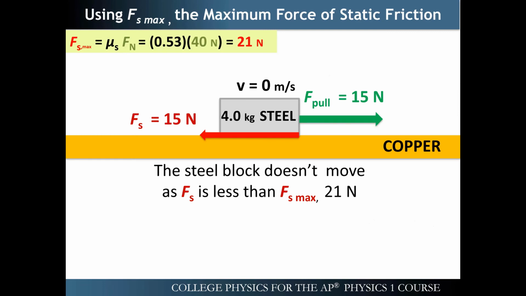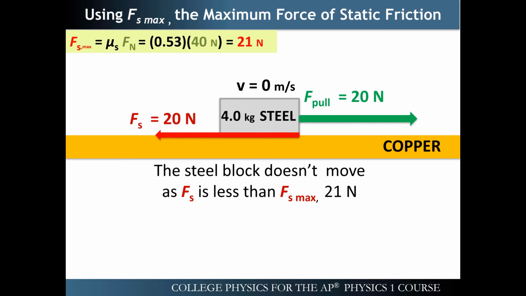In this scenario, we have at the top a reminder that the maximum static friction is 21 newtons. And in this case, they're saying, okay, if the pull was 15 newtons, that means the static friction would be 15 newtons in the other direction, the steel doesn't move, the velocity is 0, there's no acceleration because there's no net force. We haven't reached the maximum capacity of the friction between these two surfaces. So pulling it with 15 newtons won't move it.